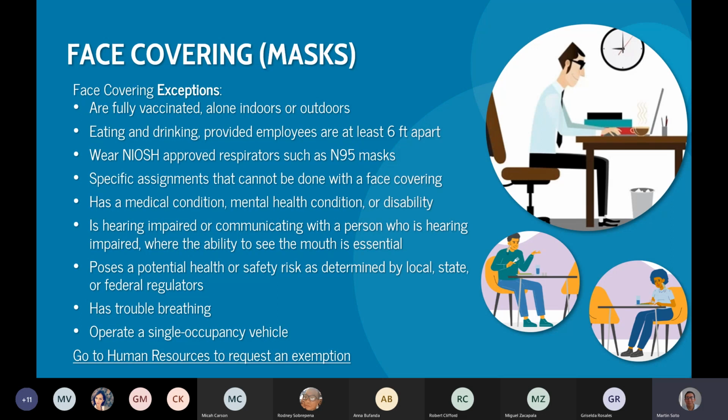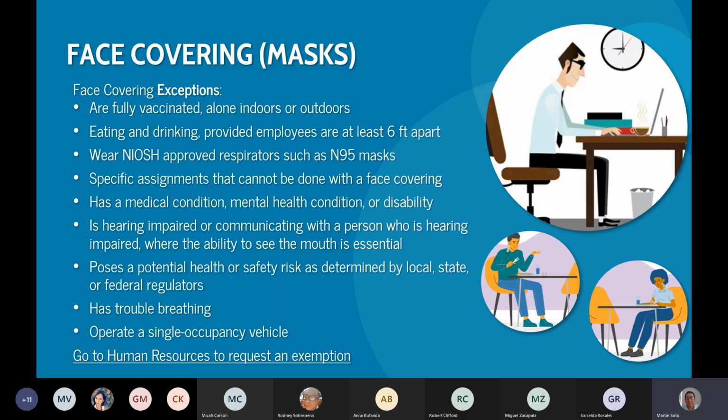If a person has a medical condition, a mental health condition, or a disability that prohibits them from wearing a face mask or a respirator, then they will be exempt. But for that, you will have to contact Human Resources and request an exemption. It has to be documented before it's granted. If you're hearing impaired or communicating with a person who is hearing impaired and they need to see your mouth, like they can read your lips, is essential, then you can lower your mask for that process. But once you're done communicating, then you have to wear your mask again.